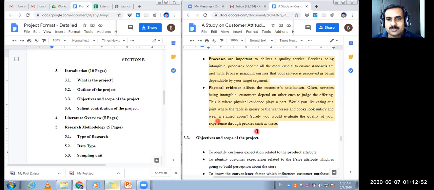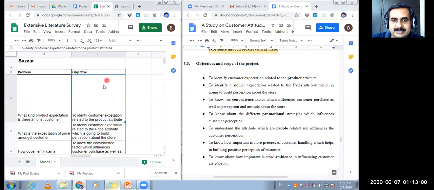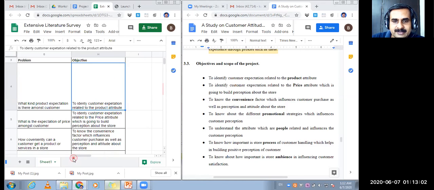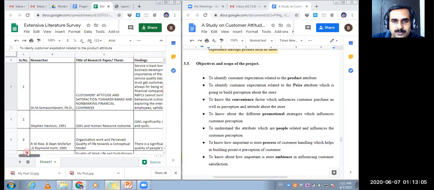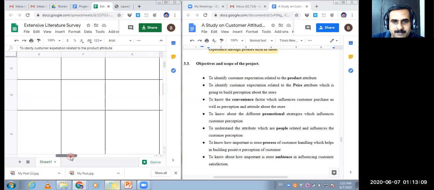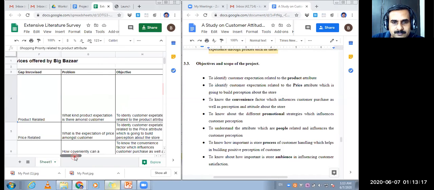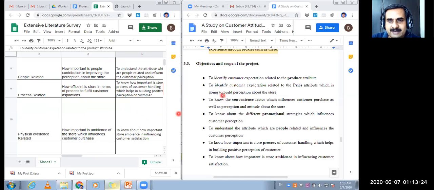Objective of the project: this objective is being fetched through my extensive literature work, which I have already shown you. This is the extensive literature survey format I have already shown you, and these are the different research papers fetched from online platforms. On the basis of this, I have already identified the gap. These are the gaps. On the basis of these gaps, we have the improvised gap, then the problem, and then the objective. And from these objectives, I have taken all the major objectives of my project report.